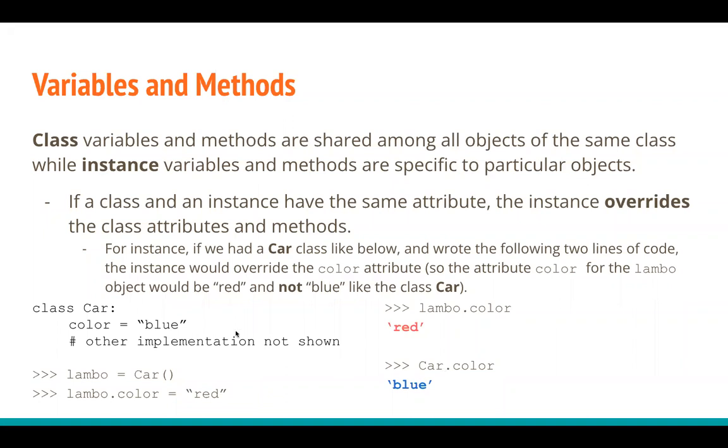And if we were to create a new car afterwards, the color of the new car would still be blue, even though we changed the color of Lambo to be red.